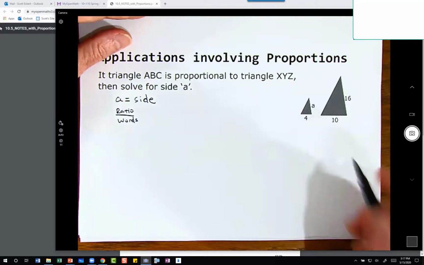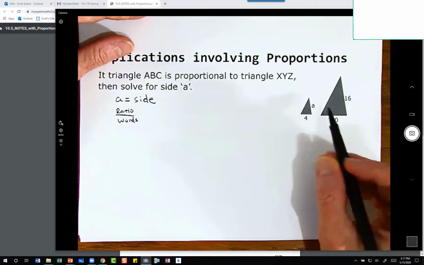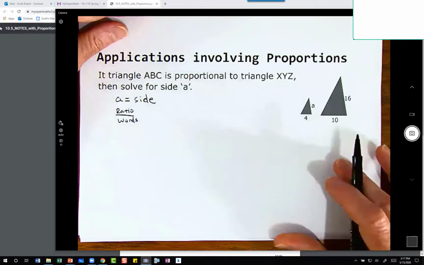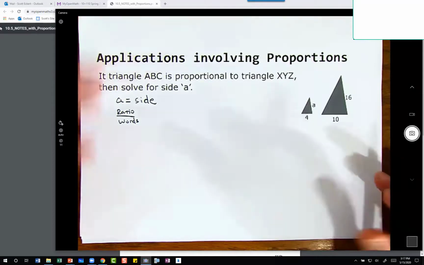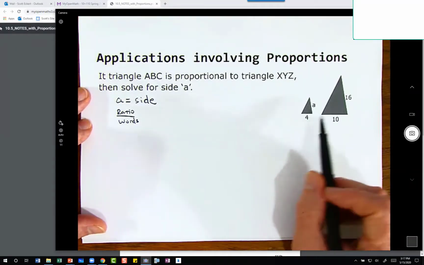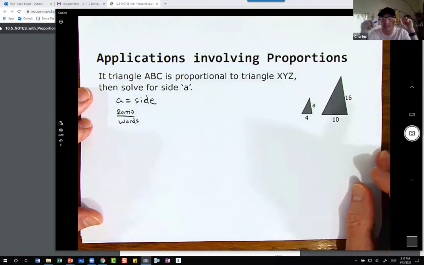So I'm comparing the 4 to the 10 and the a to the 16. That's the proportion. Now let's give words to these things. What words would we associate with the 4 and the 10? What do they have to do with the triangle?